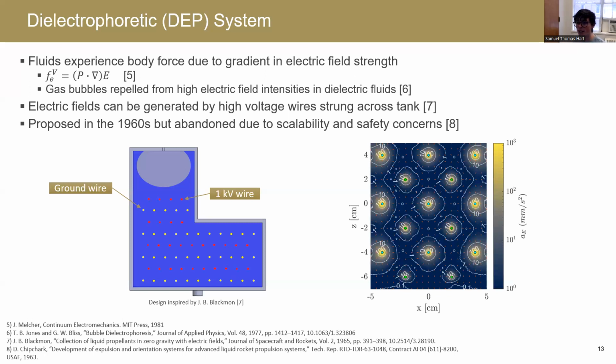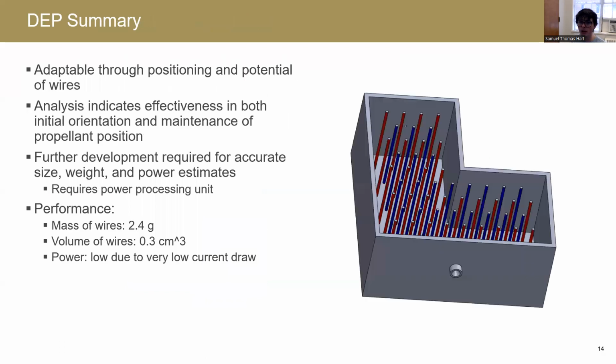And I'm going to comment here that this system is not entirely new and novel. It was proposed in the 1960s, but they quickly abandoned it due to scalability and safety concerns. So in a large tank, you need very high potentials. And as one might imagine, when you have these very high potentials that can cause arcing within your tank, people get a little nervous. However, our tanks are small, so we don't need nearly as high of a potential, and the risk of arcing is significantly reduced. Now, a little more on these systems. One of the interesting things about them is they're very adaptable, and they're adaptable through positioning of the wires and by changing the potential of those wires.